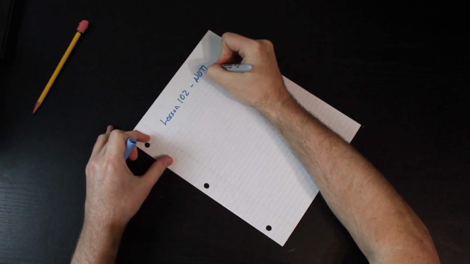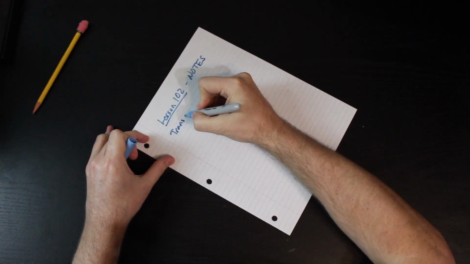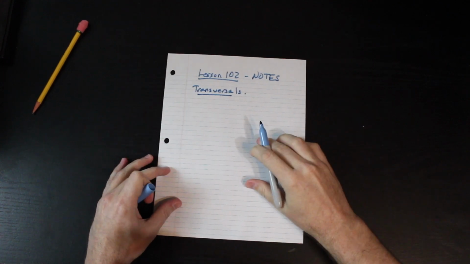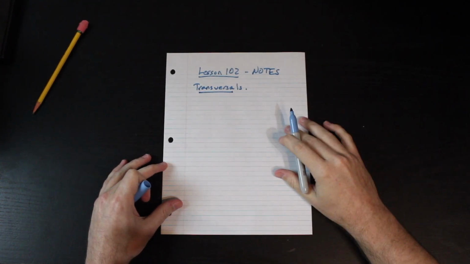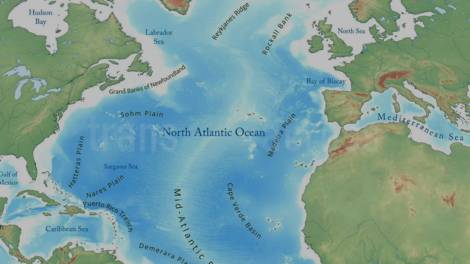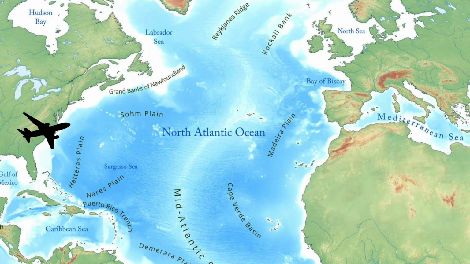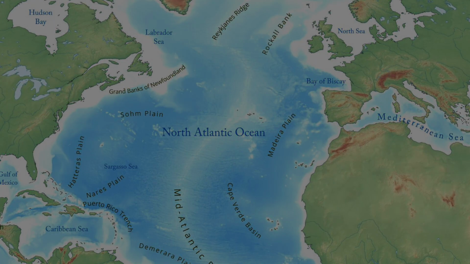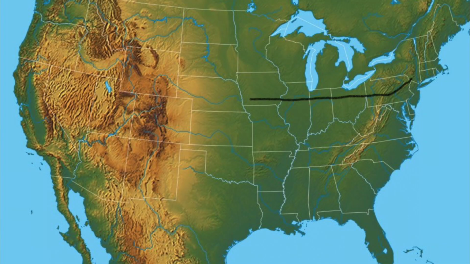Today, we begin by learning about transversals. What is a transversal? Let's see if we can figure it out from the parts of the word. The prefix trans means across. For instance, a transatlantic flight is a flight that goes across the Atlantic Ocean. The Transcontinental Railroad was the railroad built across the continent of North America.